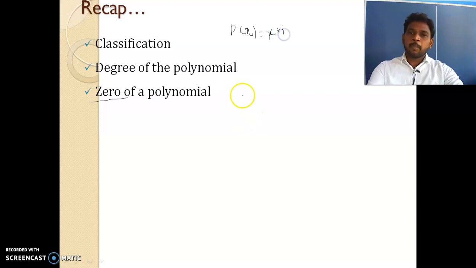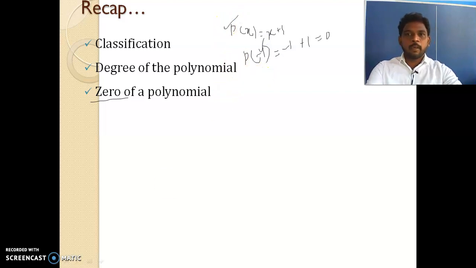Suppose you substitute x equal to minus 1, what will happen? P of minus 1, instead of the variable, equals minus 1 plus 1. If you add these two, what is the value of the polynomial now? 0. Therefore, here minus 1 is called the zero of this polynomial. So that is the definition of the zero of the polynomial.